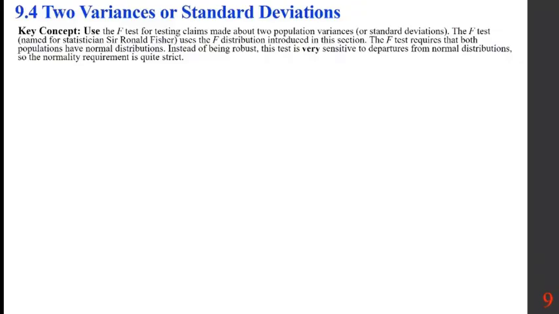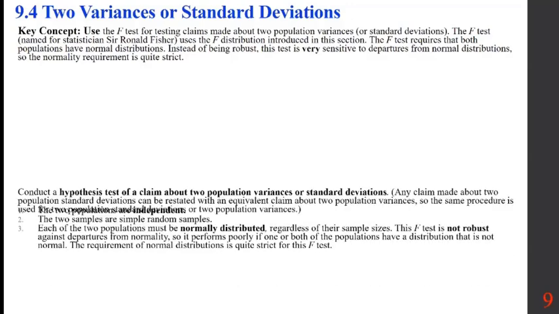Two variances or standard deviations. The F-test for testing claims made about two population variances or standard deviations. The F-test, named for statistician Sir Ronald Fisher, uses the F-distribution introduced in this section. The F-test requires that both populations have normal distributions. Instead of being robust, this test is very sensitive to departures from normal distributions, so the normality requirement is quite strict. The bottom line is, because of the limitation of the F-test, it must be normally distributed.